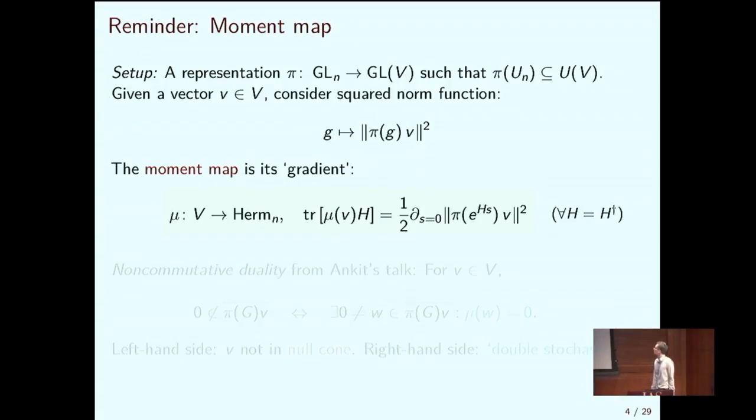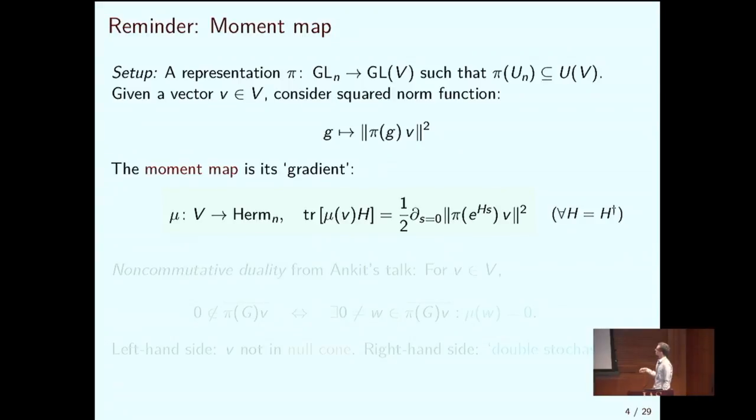The way my slides look is quite different, but the notation should be roughly what Ankit used. So recall our setup. We have an arbitrary representation, for simplicity of GLn, represented on a vector space V. The compatibility that we demand, and that was always true previously, was that the unitary subgroup is mapped into the unitary subgroup of this vector space. This vector space is actually a vector space with an inner product, and unitary matrices act in a way that preserves the norm of vectors. That was the reason why we ignored those in the last talk.